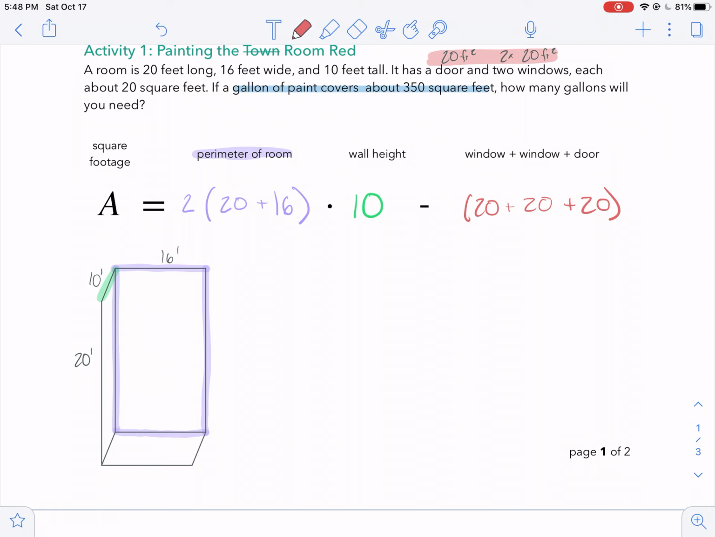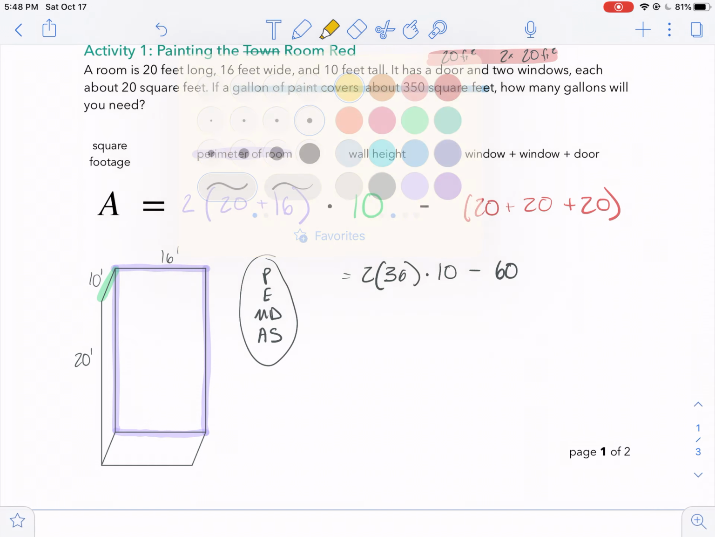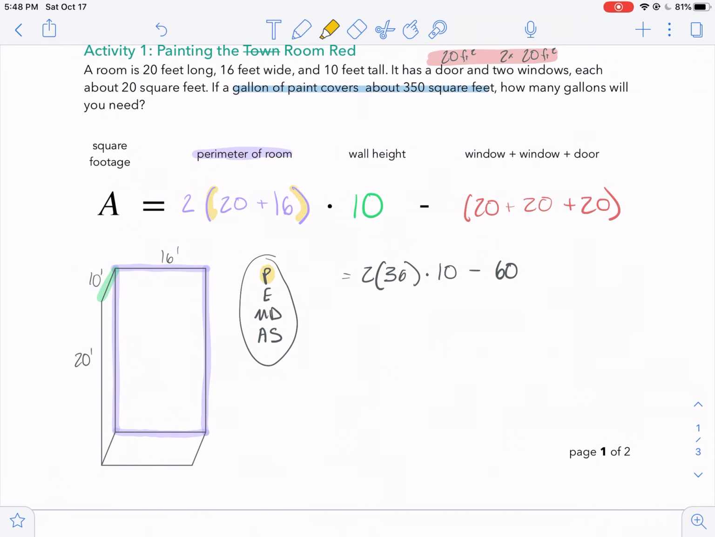Seems about right, yeah. So let's simplify this expression and then see what we have. Now we'll want to simplify this according to PEMDAS. Remember that PEMDAS means we do what's in our grouping symbols first. So that'll give us 2 times 20 plus 16 is 36 times 10 minus, oh, more grouping symbols. 20 plus 20 plus 20 is just 60. So we grouped what were in our grouping symbols, our parentheses. We did that first.